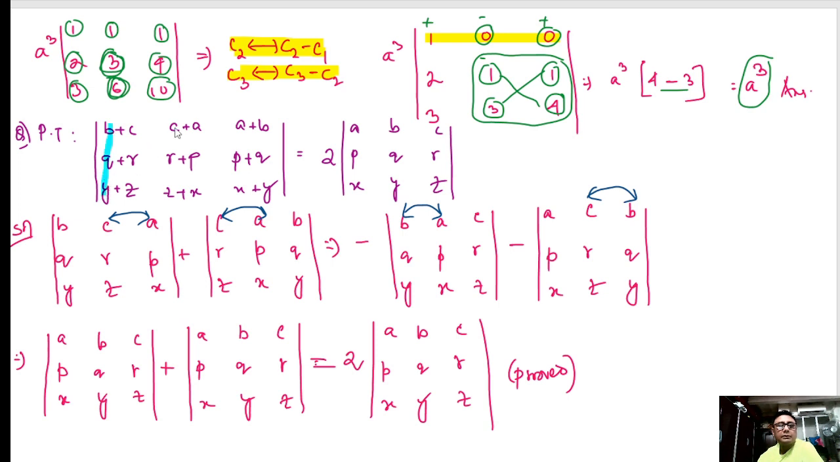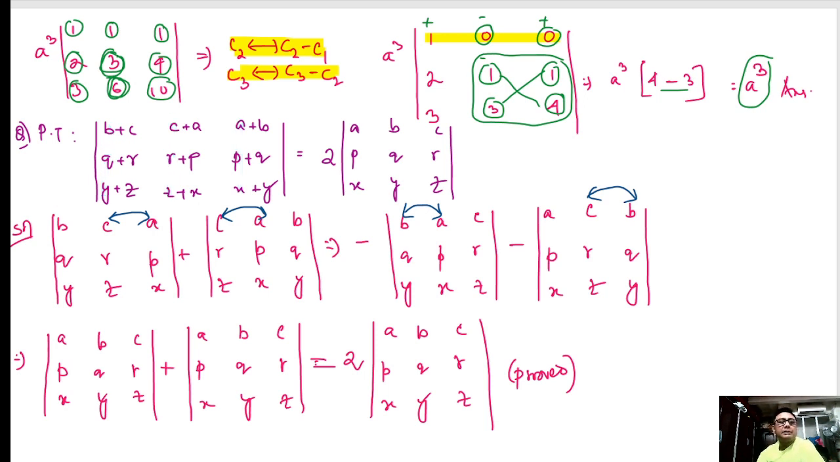Take this, this and this, that is the first determinant. Next take this, this and this, that is the second determinant. Clear? So now when we have made the two determinants, now let us come to this.